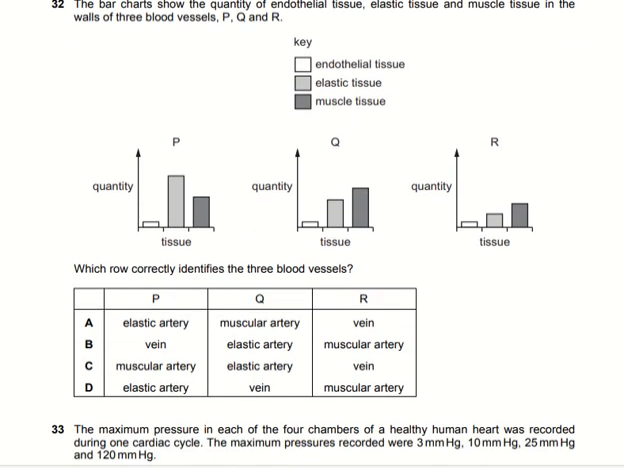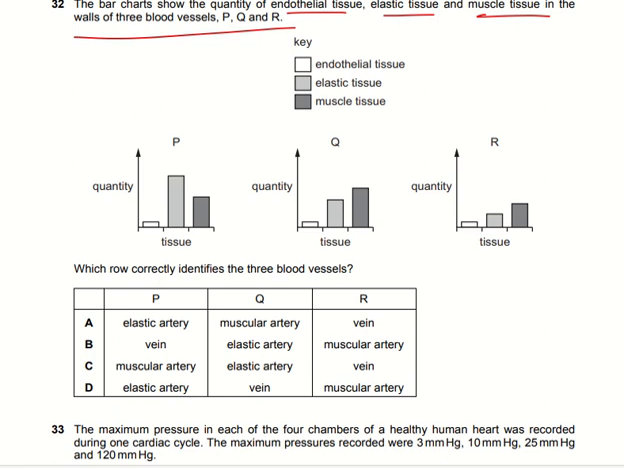The bar chart shows the quantity of the endothelial tissues, elastic tissues, and muscle tissues in the three blood vessels P, Q, and R. Among all the charts, the white color shows endothelial tissues, grey shows elastic tissues, and black shows the muscle tissues.